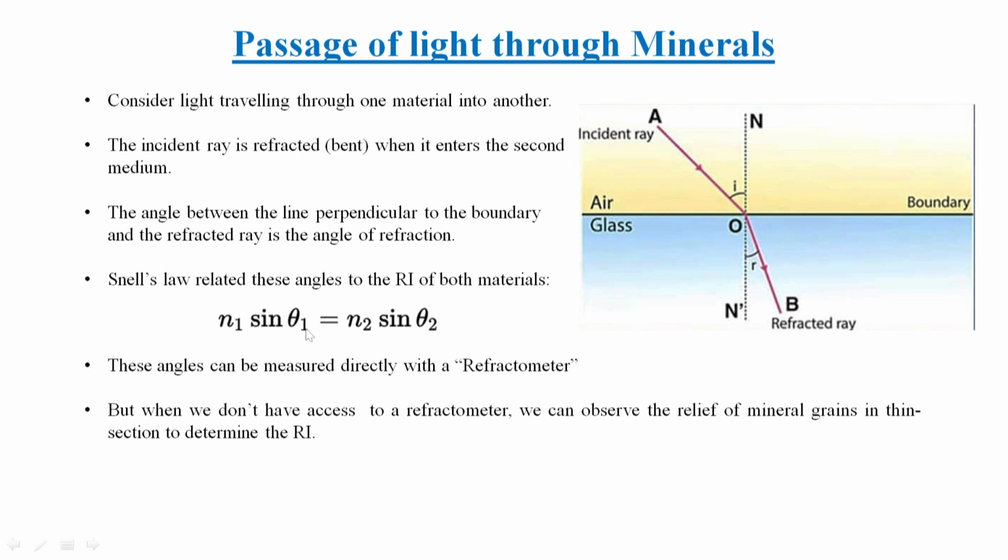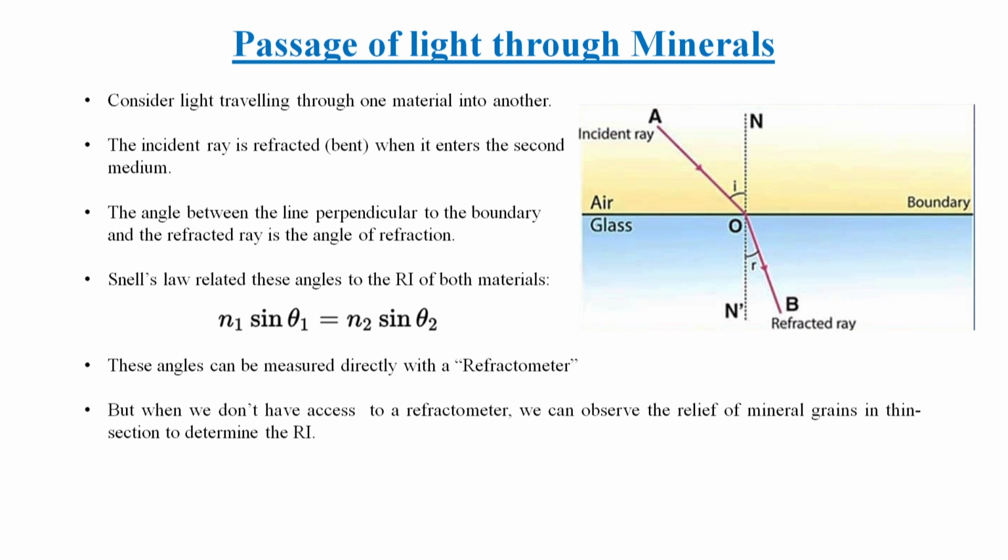So Snell's law can be denoted as n1, that is the refractive index of your first medium, air. For example, here we have taken air and glass. So n1, the refractive index of air, multiplied by the sine of the incident angle, is equal to n2, again the refractive index of glass, multiplied by the sine of the angle of refraction. These angles can be measured directly with a refractometer.